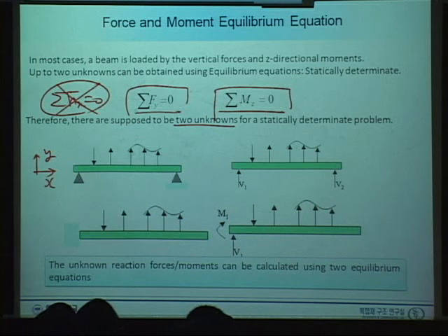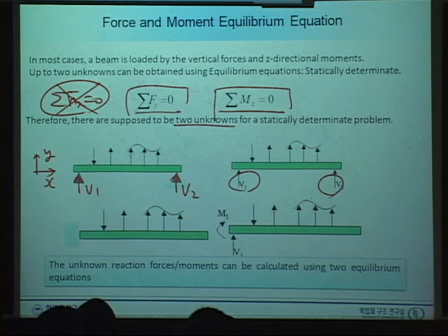Okay, let's count how many unknowns we have. Here, we have a vertical reaction, and here another vertical reaction. So we have 2 unknowns, and we have 2 equilibrium equations. So we can calculate these two reaction forces considering only force equilibrium.